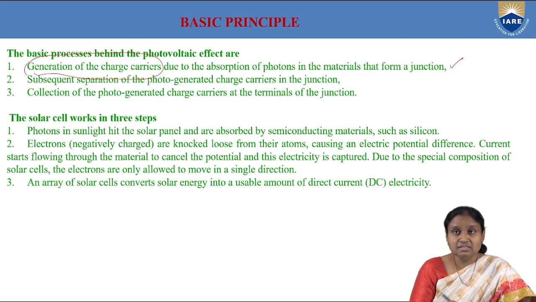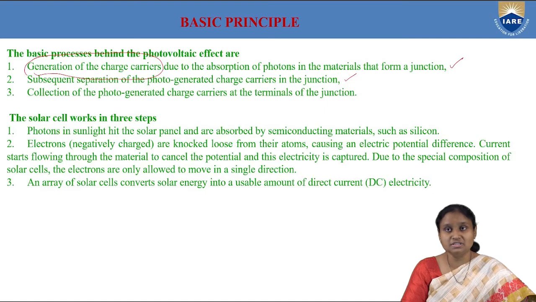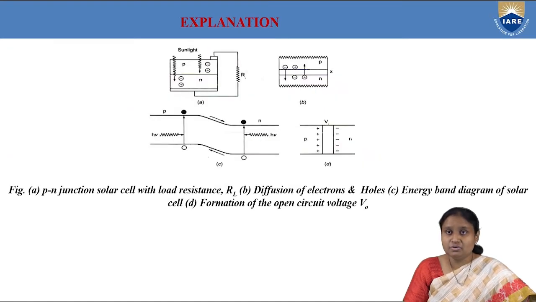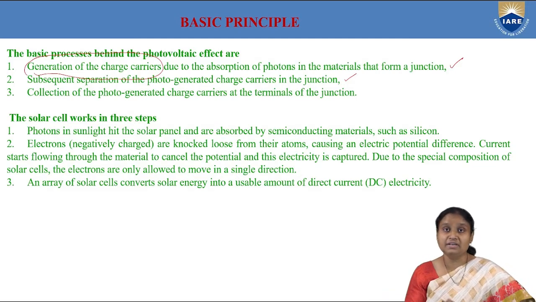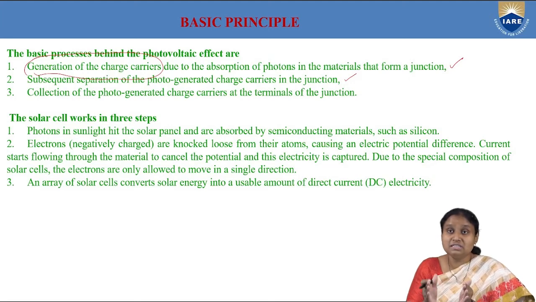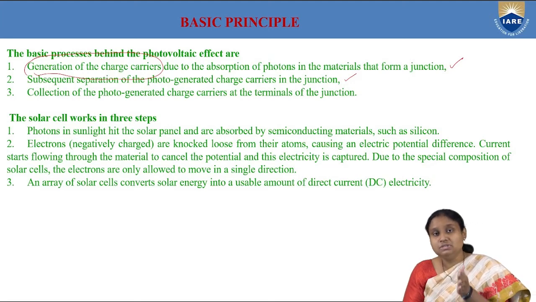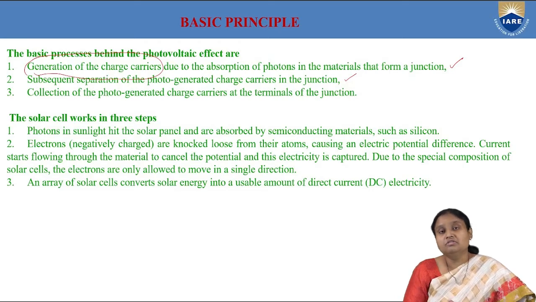The second step is subsequent separation of photo-generated charge carriers in the junction. We'll see this in the next figure. Because of the flow of charge carriers, there will be separation of photo-generated charge carriers. Electrons will start coming to one side, and holes will start coming to the other side. This separation takes place near the depletion layer or junction layer, which separates the p-type and n-type semiconductors of the p-n junction.